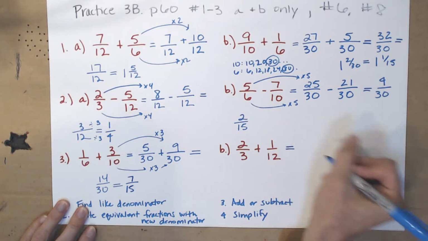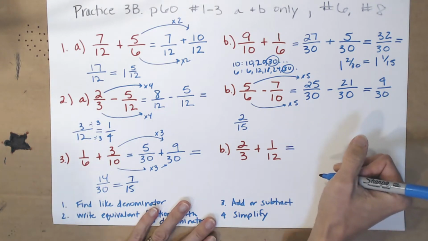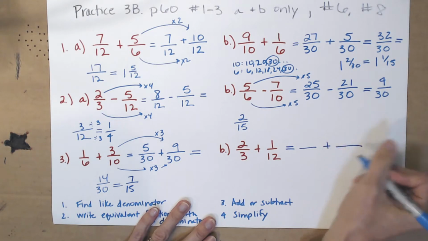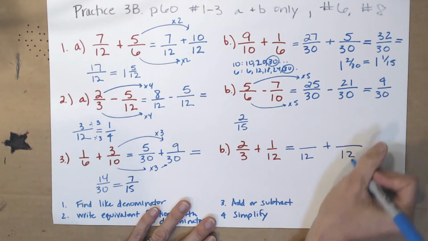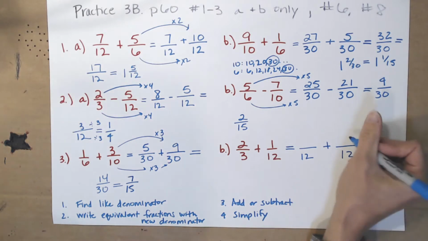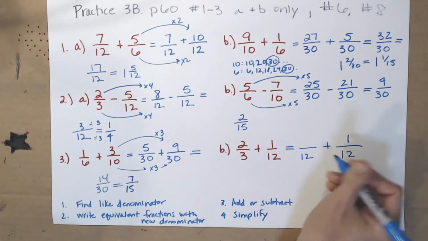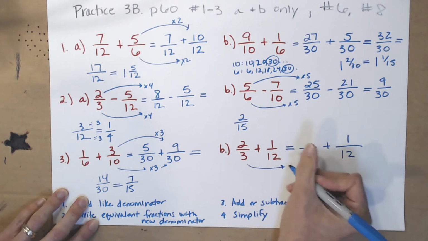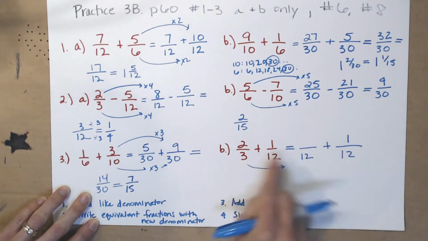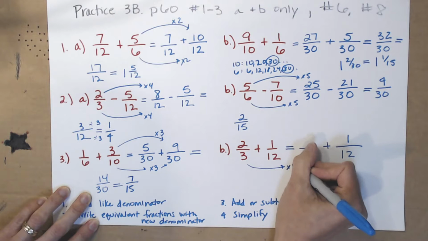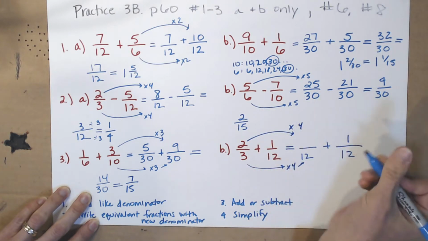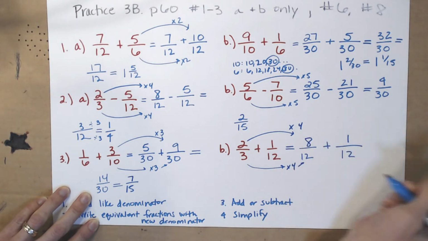In our last one here, 2/3 plus 1/12. Okay, so common denominator, 12, because 3 goes into 12. So the 1/12 stays the same, and we rewrite 2/3 as 12ths. So we ask ourselves, 3 times what is 12? 3 times 4 is 12. So do the same to the numerator, so it's equivalent. 2 times 4 is 8.